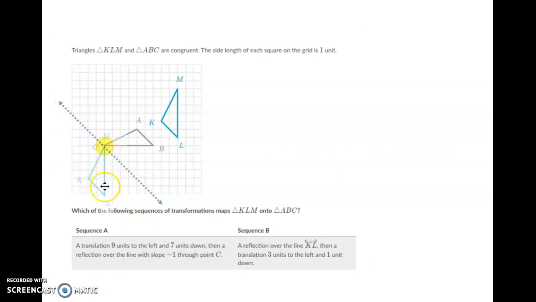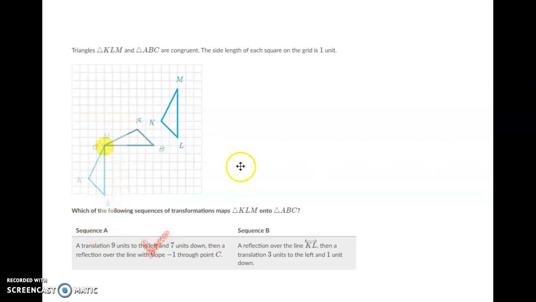And if I were to reflect it, if this were my mirror, what would the shape look like? And we see that if I reflect it right on that line, I'll end up getting this. And I'm like, wow, okay, so this actually works. If I follow these instructions, this KLM lands on that other shape. And so the answer is yes, sequence A works.